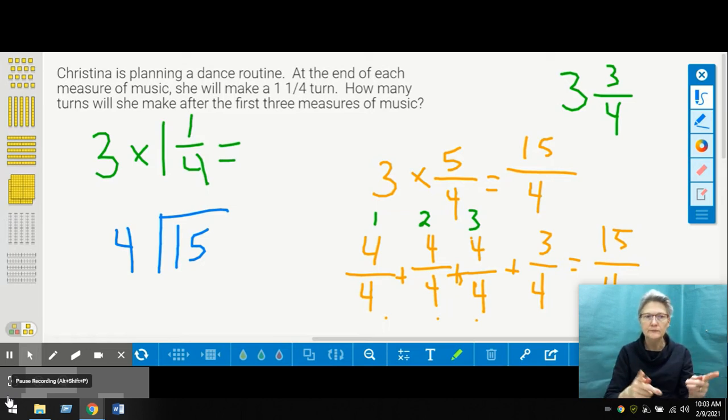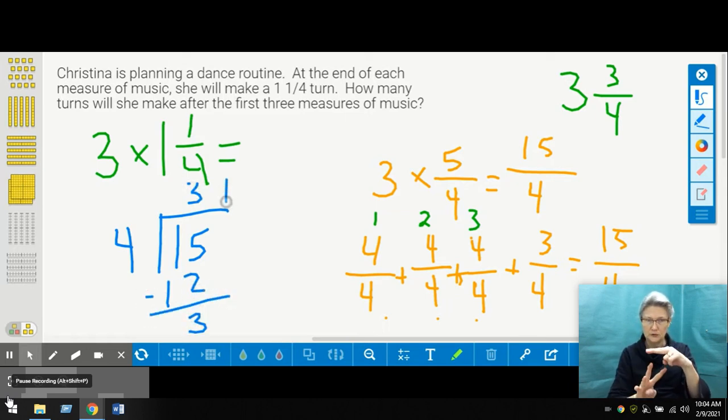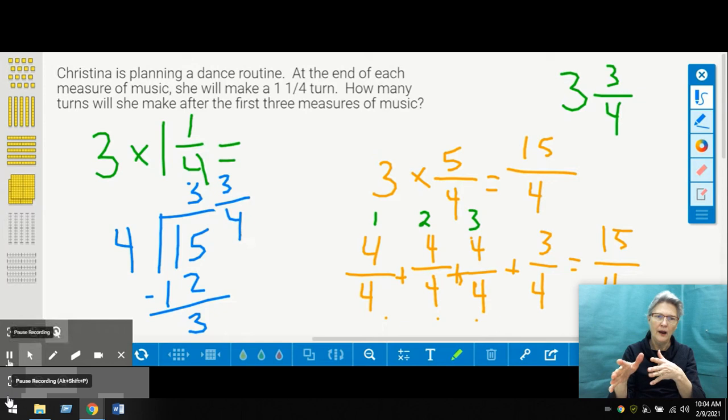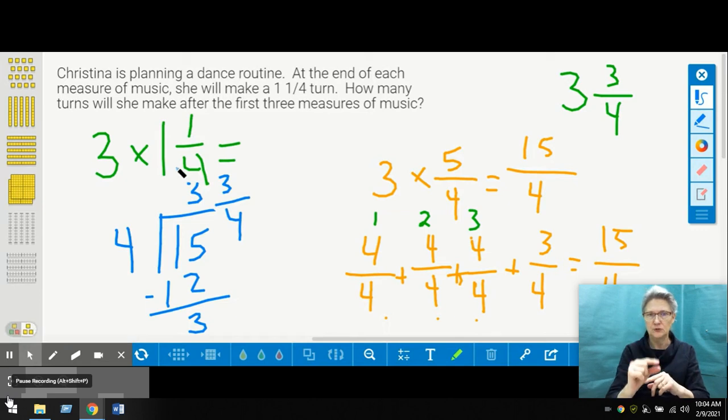So 4 goes into 15. Well, let's think about that. I know that 4 times 3 is 12, and I have 3 left over, but those 3 represent fourths, right? So I have 3/4 left over. So I could have done that either of those ways. So this strategy is where we rename our mixed number into a fraction to solve.